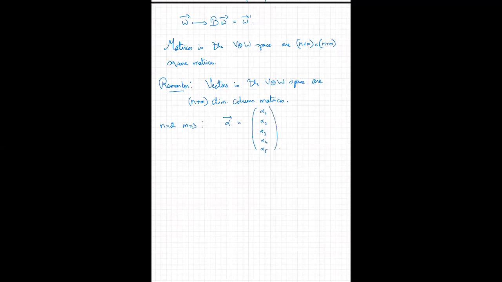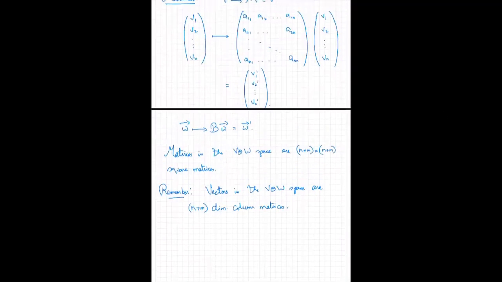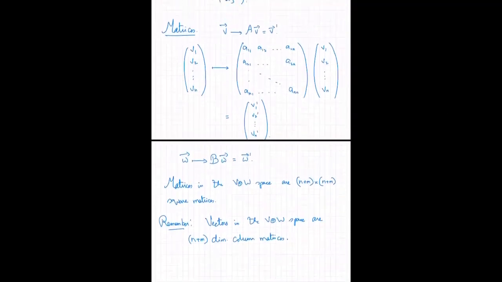So what kind of matrix can act on this to give me a new 5-dimensional vector? A 3-by-3 matrix cannot act on a 5-dimensional column vector. So I need a 5-by-5 matrix that acts on this. So matrices in the V plus W space have to be n plus m times n plus m square matrices. Is this point clear to everybody? Okay. So the question is, I want to construct an n plus m times n plus m square matrix in this V plus W space, such that it preserves this mapping between V and V prime and W and W prime.